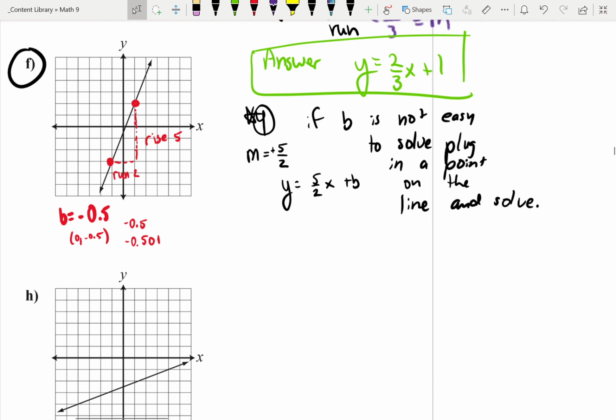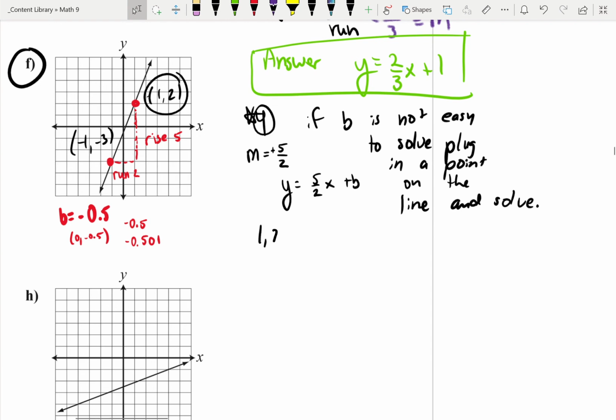So what I mean by that is pick a point and we're going to solve for b. In this case, we have 2 points. I have the point (1, 2), and I have the point (-1, -3). Now both of these will work for solving. I don't like dealing with negative numbers, so I'm going to use this point here.